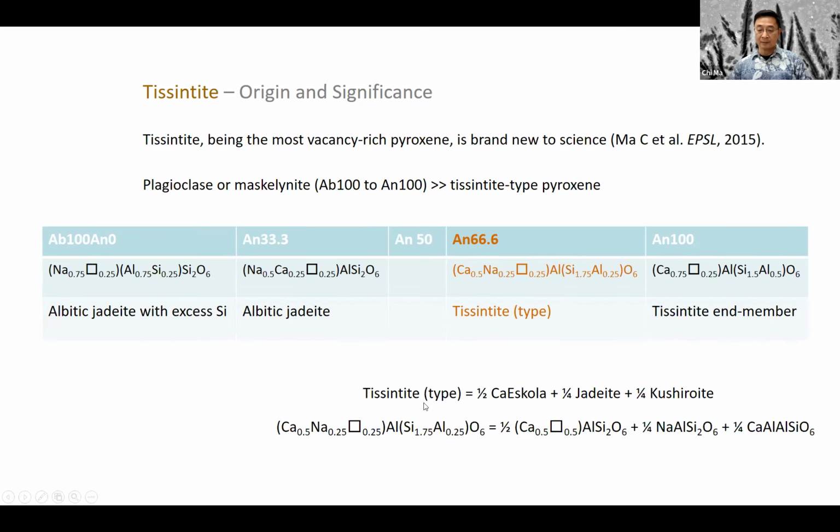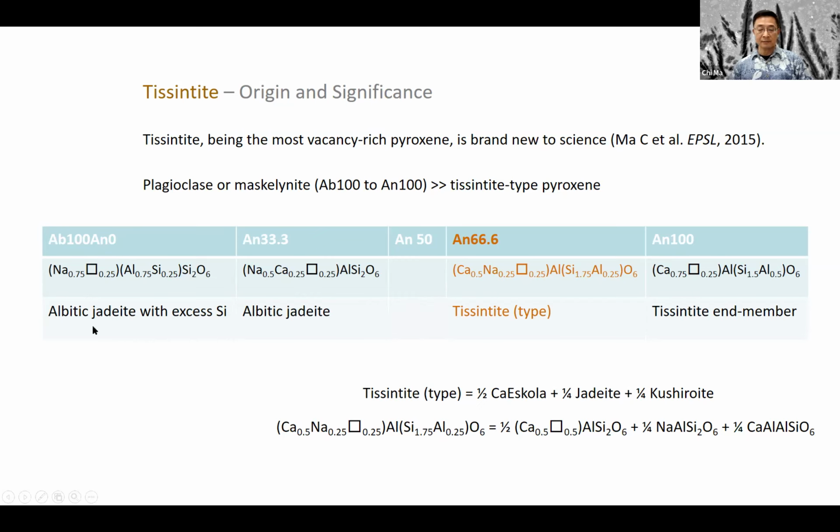The type tissintite consists of a half calcium Eskola component, that's this, a quarter jadeite, and a quarter Ca-Tschermak component. Okay, so how about tissintite with sodium higher than calcium? Then it would be on this side. So here is a sodium analog of tissintite.